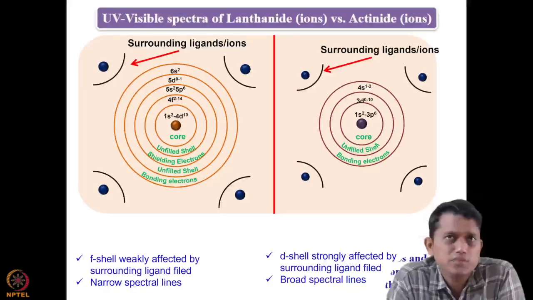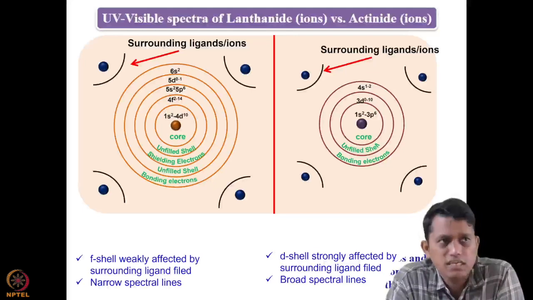The basic difference between the spectroscopy or UV-vis spectra of lanthanides and actinides compared to that of the d block elements is the involvement of different orbitals. If you see the d orbitals, they are more diffused. When you see the f orbitals, they are more centered compared to the d orbitals, and the electronic transitions happening in the f orbitals are quite deeply buried inside. So their intensity is not very much dependent on the external environment.